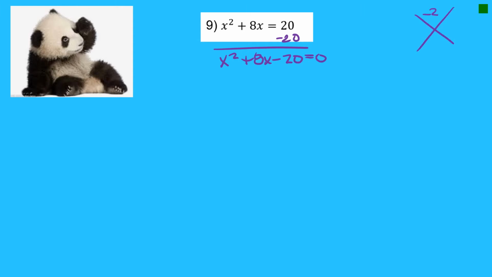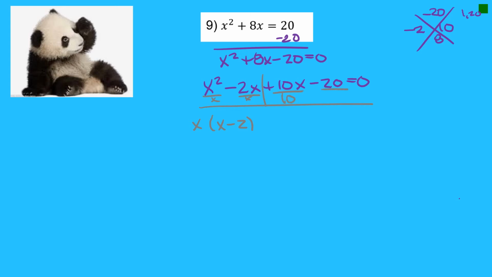Are there factors of negative 20 that add up to 8? 1 and 20. Oh, 2 and 10. I actually could do this one using negative 2 and positive 10. So let's look at that. Go back to factoring. x squared minus 2x plus 10x minus 20 equals 0. Remember how we factor with grouping? We're going to take an x out of both of these. So we have x times x minus 2.